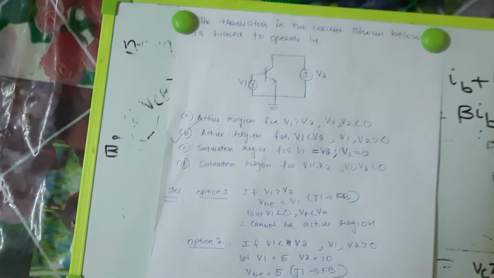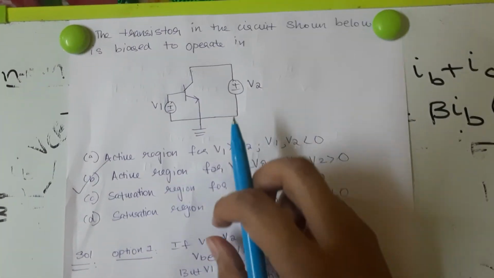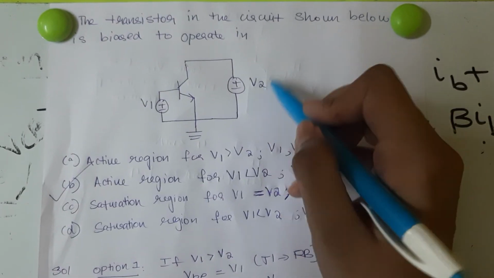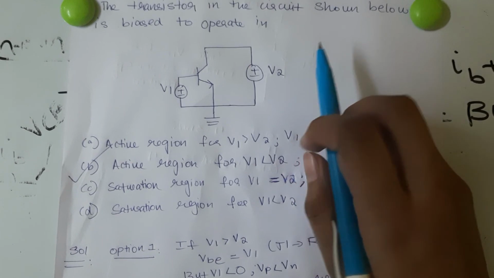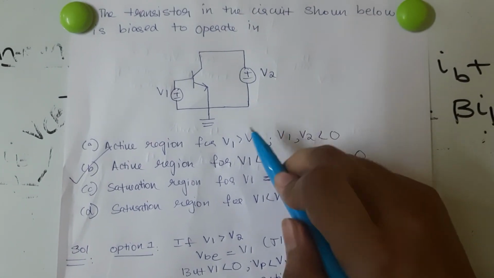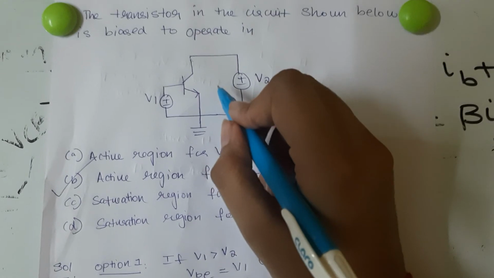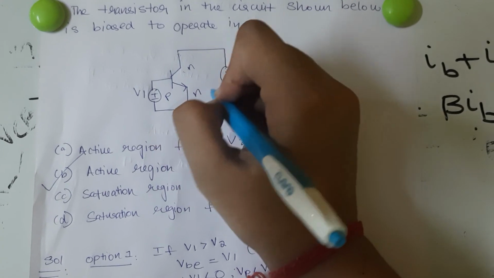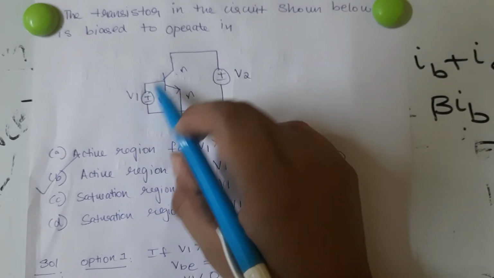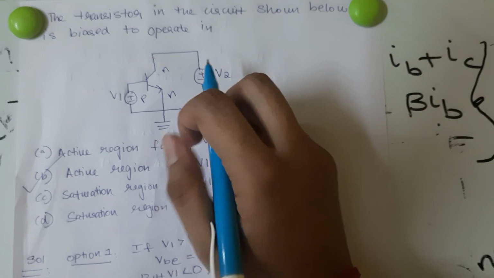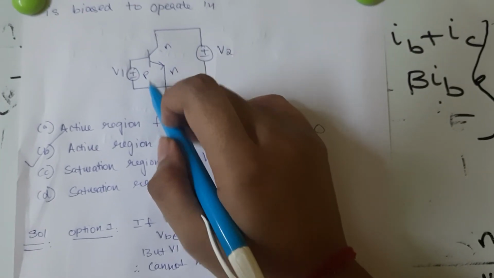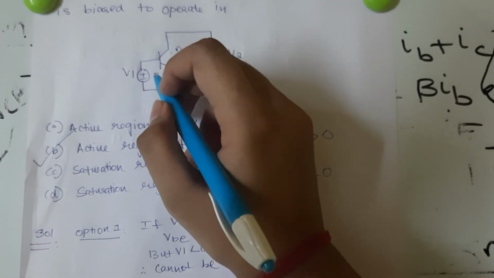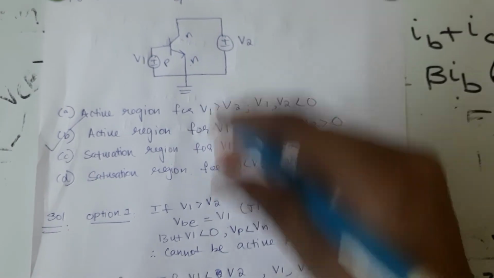Just try to understand, I have taken a very simple problem based on what we have learned now. The transistor in the circuit shown below will operate in which region? Now we have seen 3 basic regions: active, saturation and cutoff. Now from this we can see it is an NPN transistor. So let's see each, and it has 3 terminals, and we have to see the voltages at 2 regions, the base emitter and the collector base.